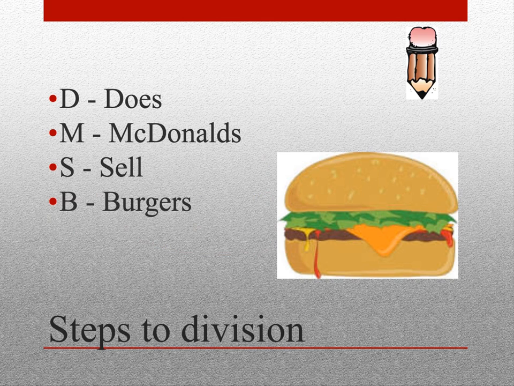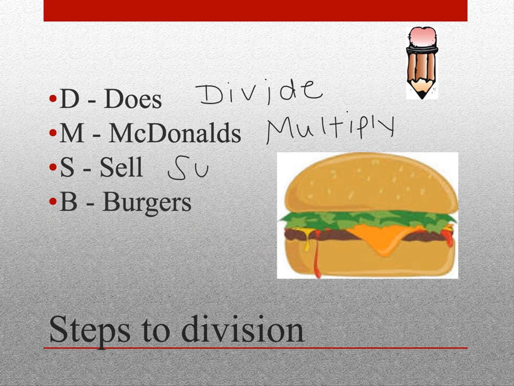All right, here's another little trick. In order to remember the steps to division, we use the acronym DMSB. Does McDonald's sell burgers? That lets us know that first we divide, then we multiply. S is for subtract. Finally, bring the next number down. Since you see the pencil sign, pause and write the DMSB and what it stands for into your notes.